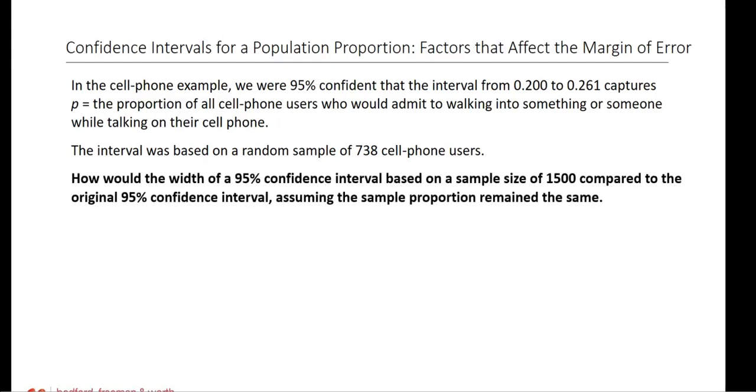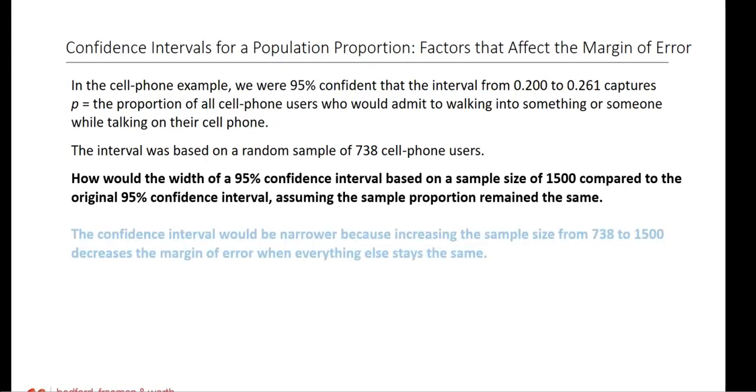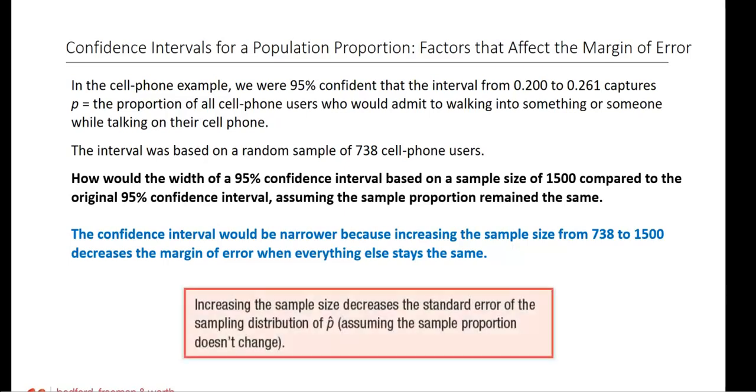How would the width of a 95% confidence interval at a sample size of 1,500 compare to the original 95% interval? So in other words, if we increase the sample size, what's going to happen to the margin of error? Is it going to get smaller or bigger? Increasing the sample size is good. That's going to make the margin of error go down or get smaller. It decreases the margin of error if everything else stays the same.